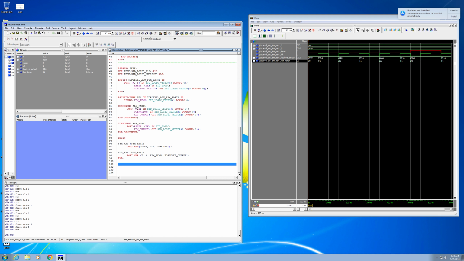Here I create my component AOU, which is just restating the inputs and the outputs of the AOU. I create the FSM component. Reset, clock, and the output are the same as the FSM entity. Right here is where I am mapping the FSM and the AOU to the outputs in the top level design.